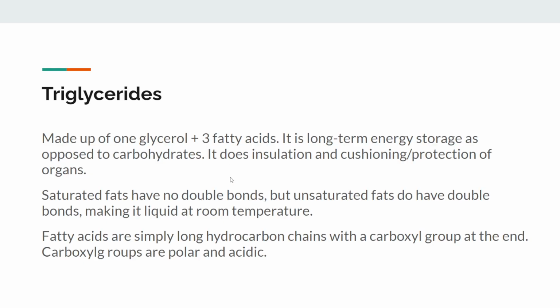Saturated fats have no double bonds, but unsaturated fats do have double bonds, making it liquid at room temperature. Fatty acids are long hydrocarbon chains with a carboxyl group at the end. Carboxyl groups, again, can be acidic, which is why the monomers of proteins are called amino acids.